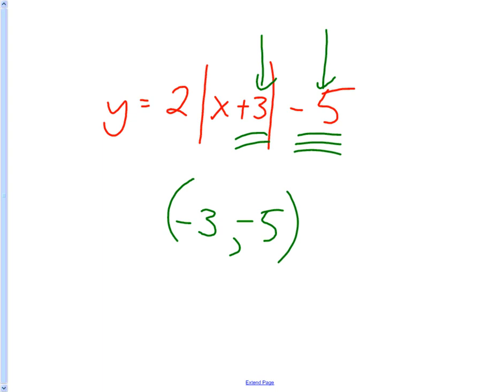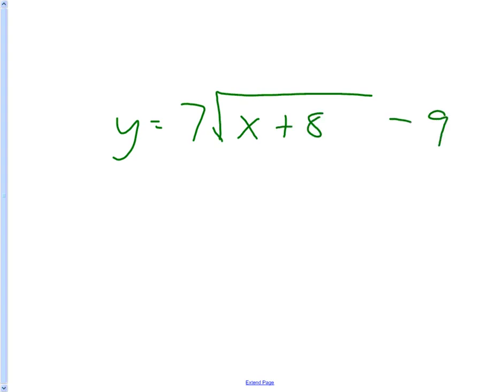This one was with an absolute value. Same exact thing works with a square root. 7 times square root of x plus 8, minus 9. What do you think the vertex would be here? Negative 8, negative 9. That's the vertex.